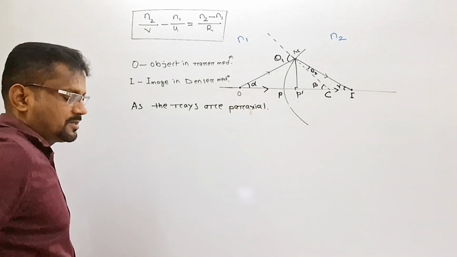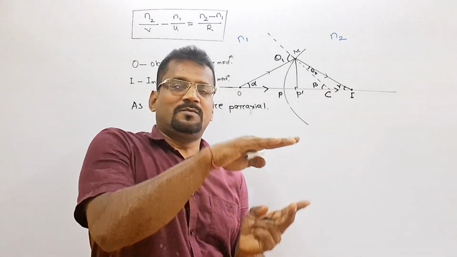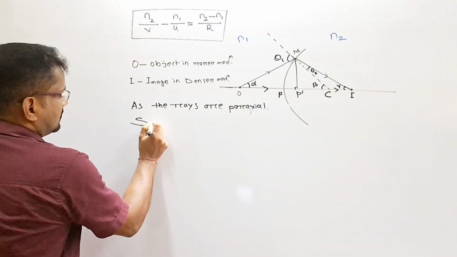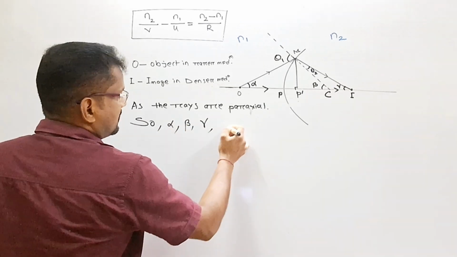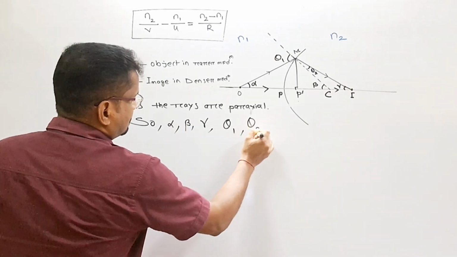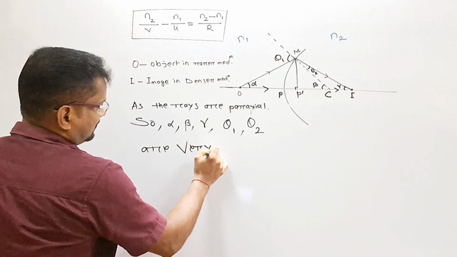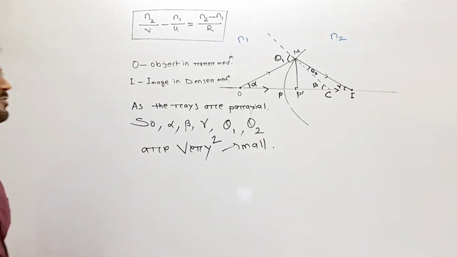Paraxial means along the axis, very close to the axis. So alpha, beta, gamma as well as theta 1, theta 2 are very small angles. You can say infinitely small angles.